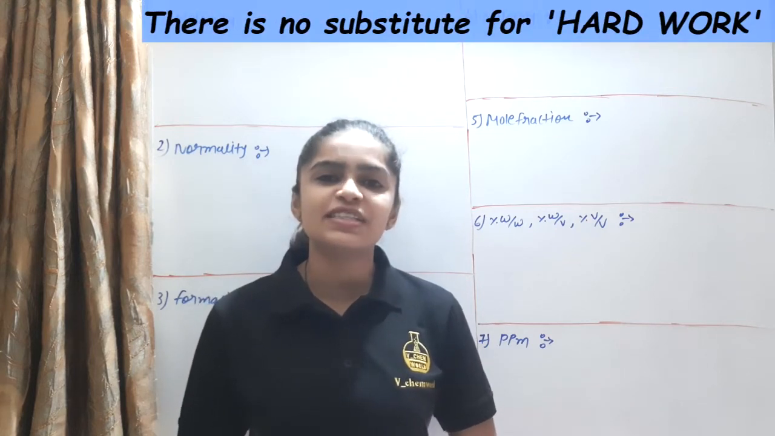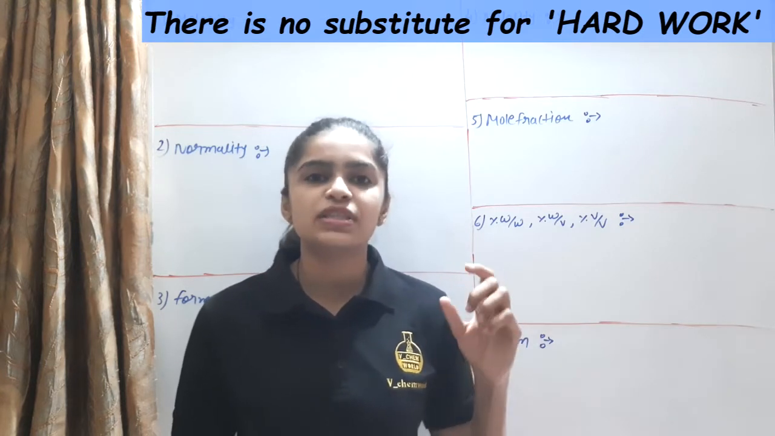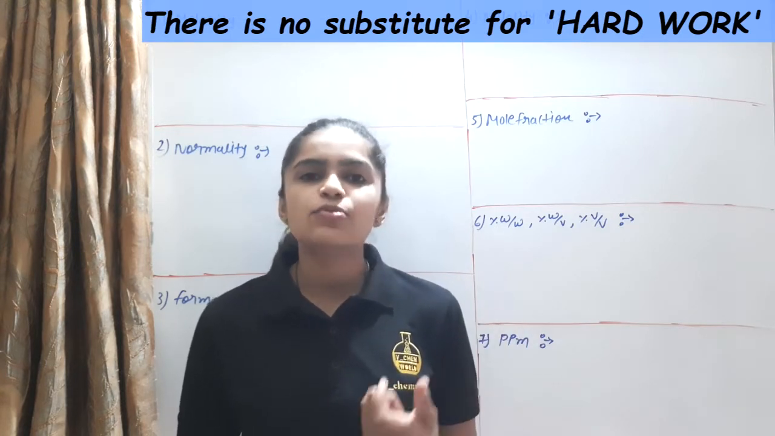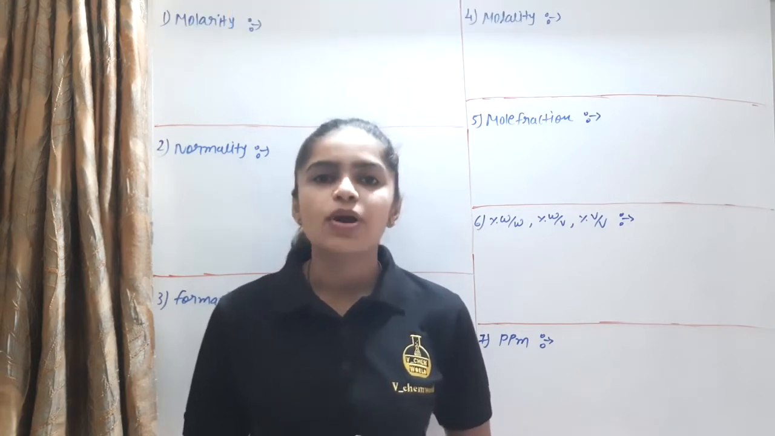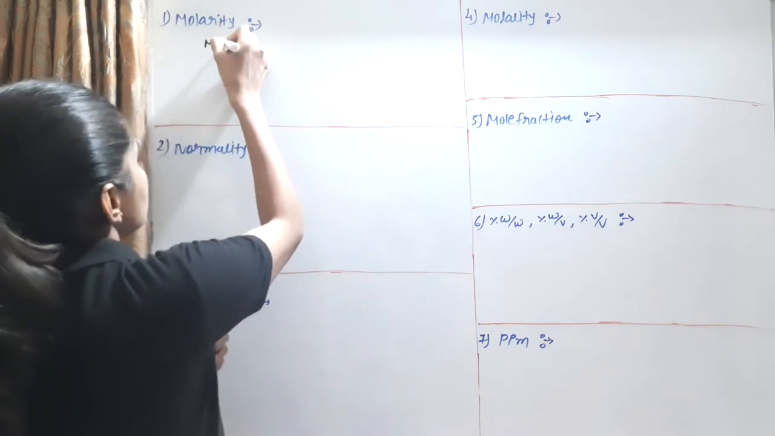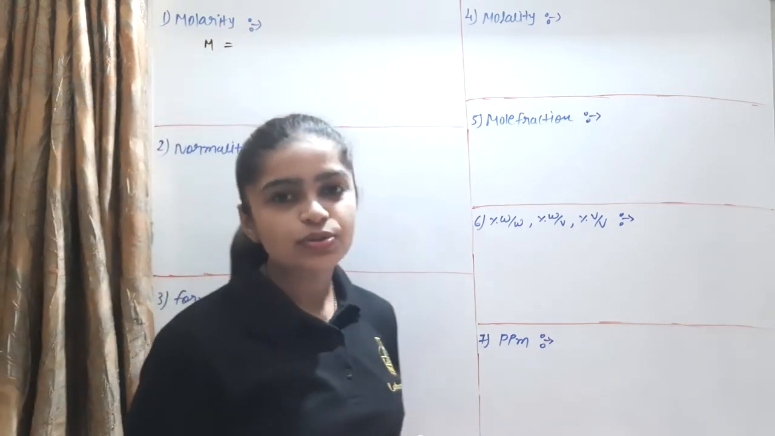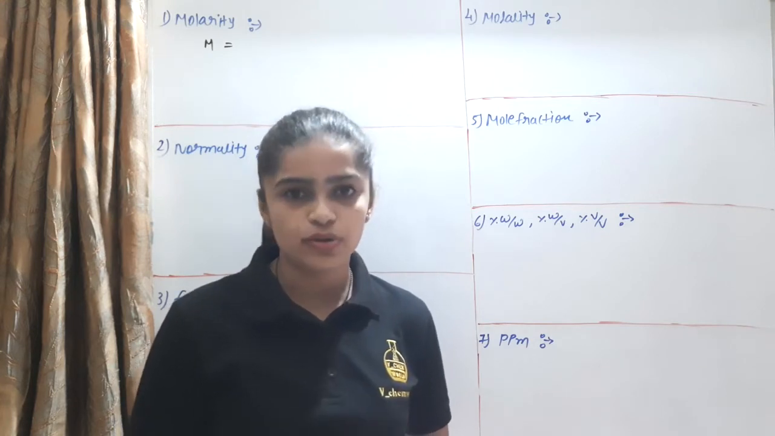In this lecture, we will discuss all the concentration terms and also the relationship between one another. First, start with molarity. What is the meaning of molarity? We know that molarity is denoted by M. Molarity is equal to the number of moles of solute dissolved in per liter of solution.